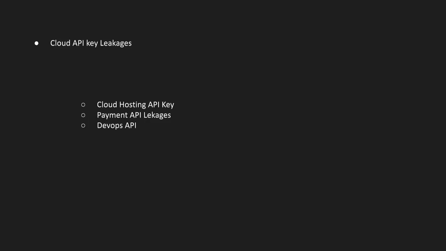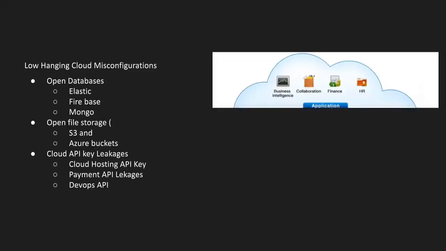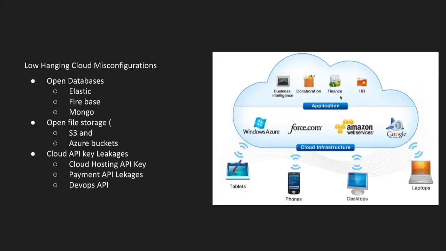The third and most important category of things which we see most often is cloud API key leakages. Cloud API key leakages commonly happen when, and this all goes back to the first diagram, right, there are various applications sitting on the cloud infrastructure, SaaS applications. Each of these applications talks to each other using an API key. For example, you can integrate your HR solution into a payment application, or a payment application is integrated into the HR solution, via an API key, right?